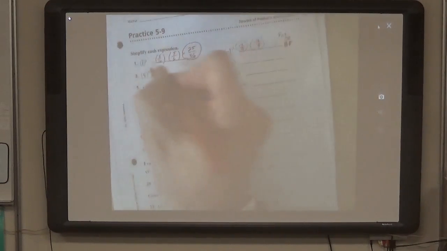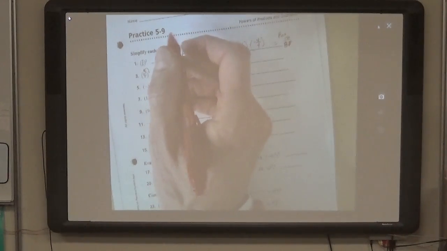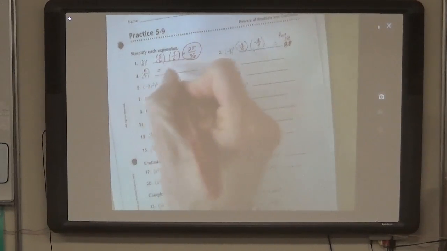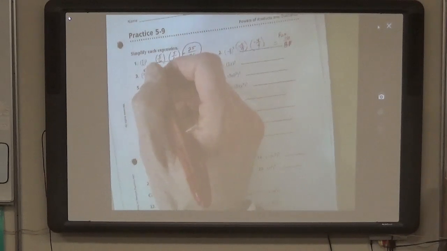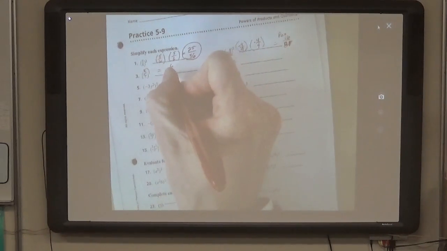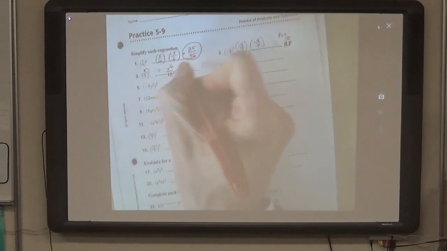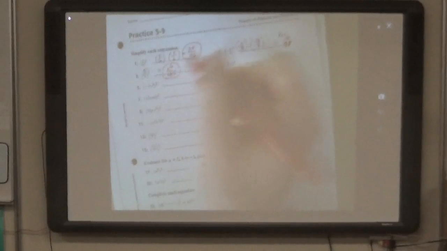Okay. Now, if the 3 applies to the x squared, then it's a power of a power. So this answer is 6x to the 6th power over 125. 5 to the 3rd is 5 times 5 times 5, not 3 times 5. It's 5 times 5 times 5, which is 125.